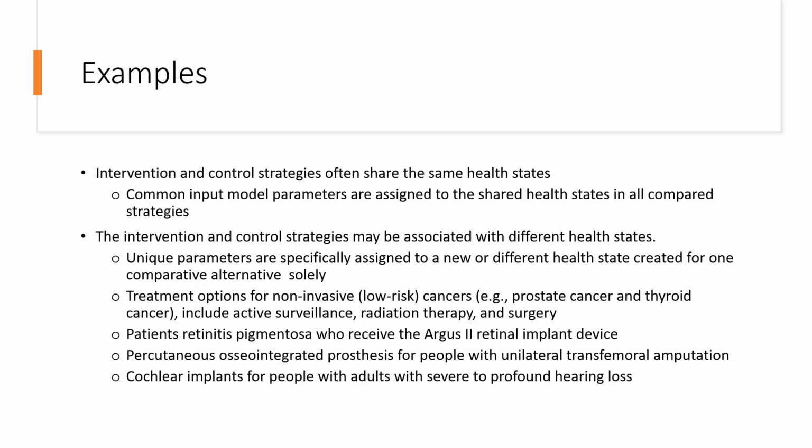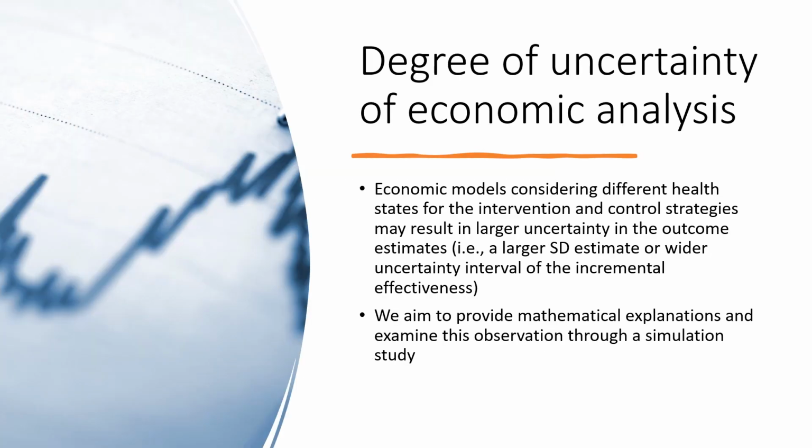Transition to some health states, such as recovery from the surgery and surgical complications, can only occur in the surgical treatment strategy. We observed that economic models considering different health states for the intervention and control strategies may result in larger uncertainty in the outcome estimates, a larger standard deviation estimate or wider uncertainty interval of the incremental effectiveness. We aim to provide mathematical explanations and examine this observation through a simulation study.